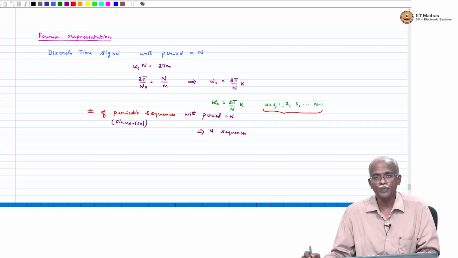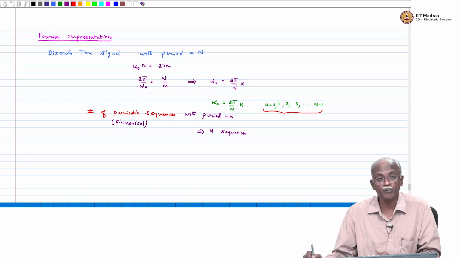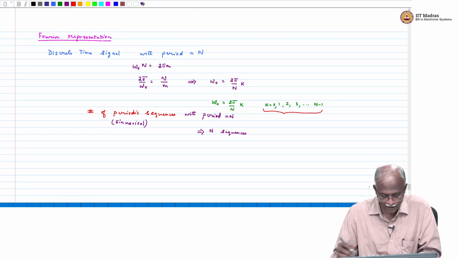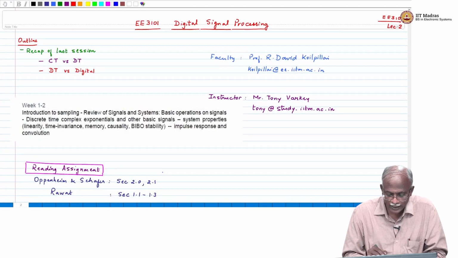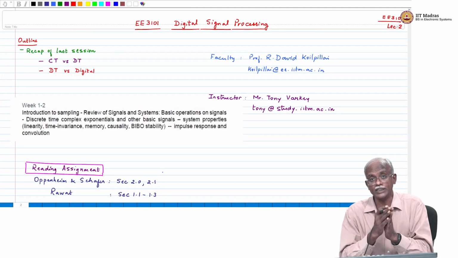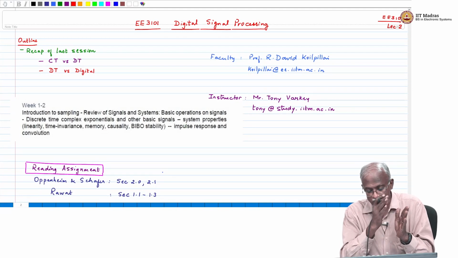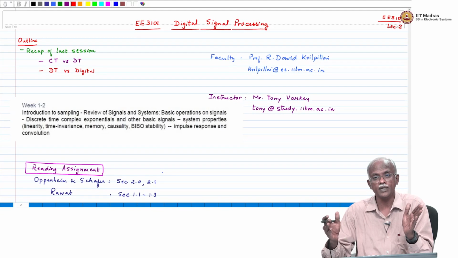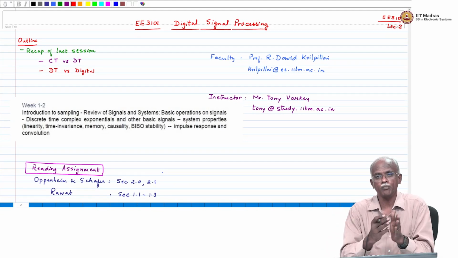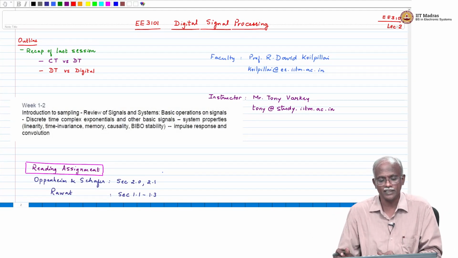So with that, we will stop this session and pick it up from here in the next class. And again, I would definitely encourage you to do the reading from Oppenheim and Schafer. We have basically covered sections 2.0, 2.1, 2.2 and 2.3. You can cover these portions, and then we will pick it up from there and build on that in the next class.